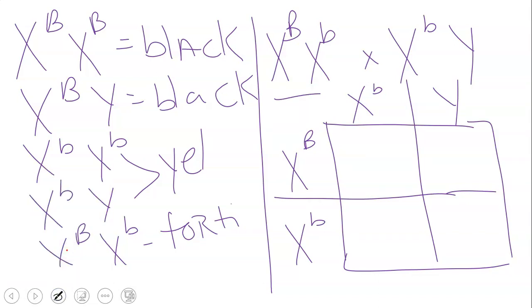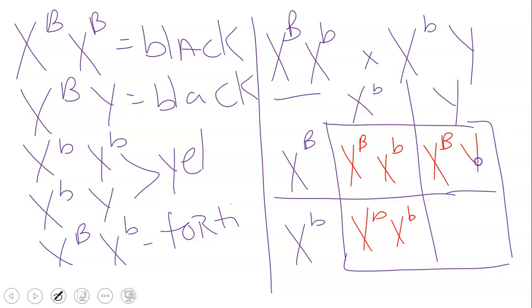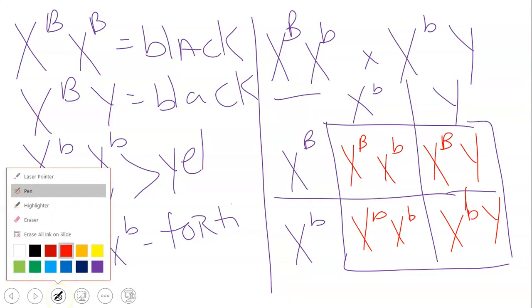Okay, so inside we're going to have X big B, X little b, so that's a tortoiseshell female. X little b, that's a yellow female. X big B, Y, there's a brown male. And X little b, Y. So your answer should be half of the females are tortoiseshell and half are yellow. Half of the males are black and the other half are yellow. Okay? Okay, let's get this erased.